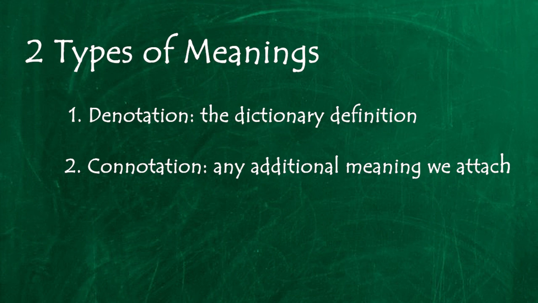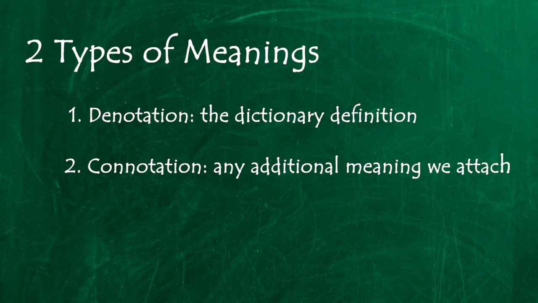So the first thing I want to talk about are two types of meanings: denotation and connotation. Denotation is simply the dictionary definition of a word or sentence. And we likely share the same denotation, right? As long as we're both familiar with what the definition of a word or sentence actually is, we share the same denotation. If we don't know what a word means, we should ask the person what it means.